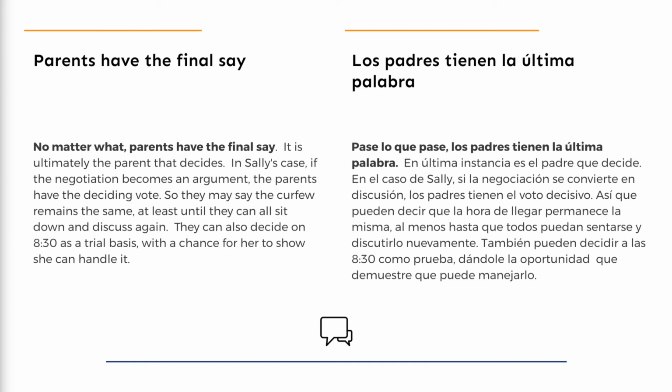They can also decide on 8:30 as a trial basis, with the chance for her to show she could handle it. And by the way, I know I put they, but this applies to single parents as well. It's not an issue of democratic numerical voting. It's an issue of parents ultimately have the final say.